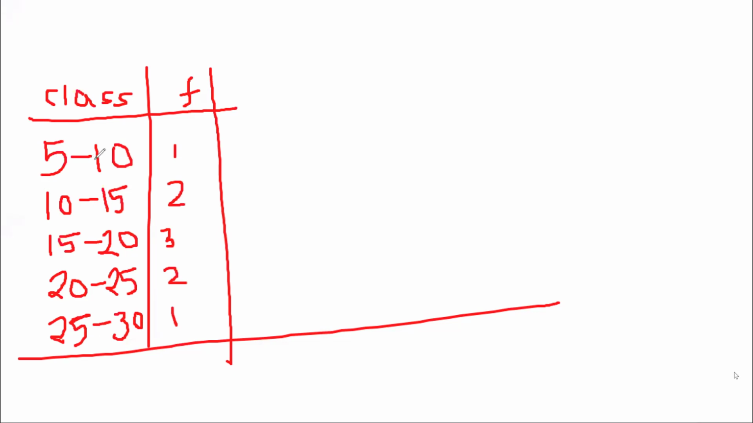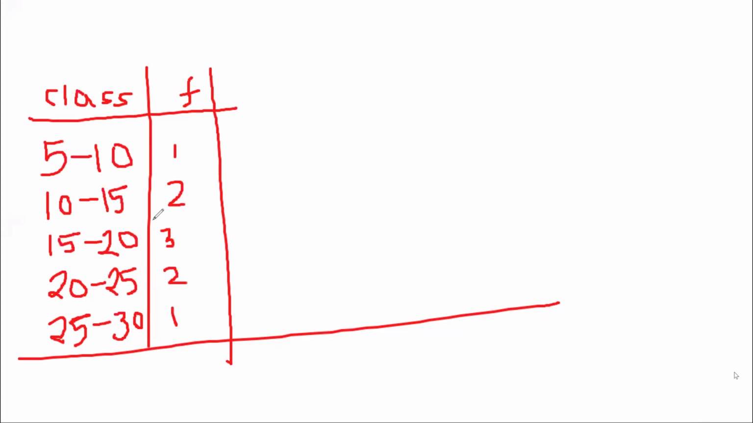And from 5 to 10, there is a gap of 5. That means 10 minus 5, you will get 5. 15 minus 10, that is 5. 20 minus 15, that is 5. 25 minus 20, that is 5. 30 minus 25, that is 5. These differences are known as the magnitude of class interval. So here the magnitude of class interval is uniform throughout the classes. So we say this is a uniform distribution, uniformly distributed.